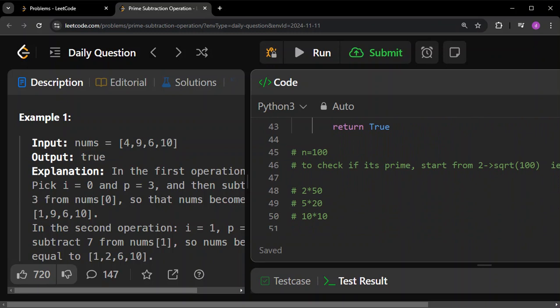So how to get those prime numbers? What people will normally do is they will start a for loop starting from 2, up to less than 7.